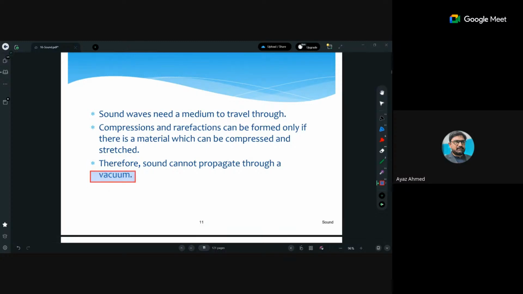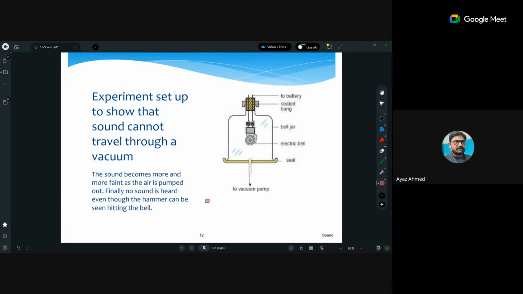So when the astronauts are supposed to communicate with each other in the vacuum or in space, what do they do? They use radio wave signals for this purpose. Whether the sound can propagate through solids, liquids, gases, and vacuum.